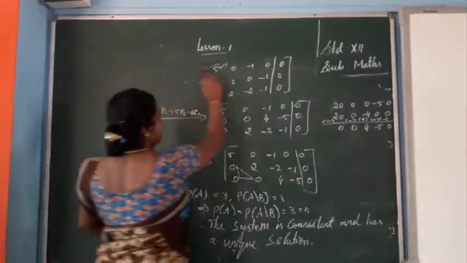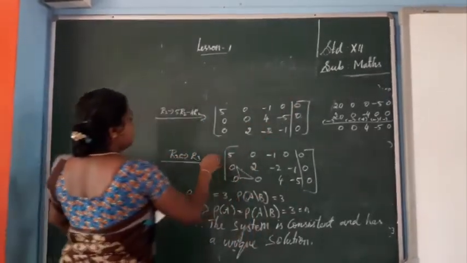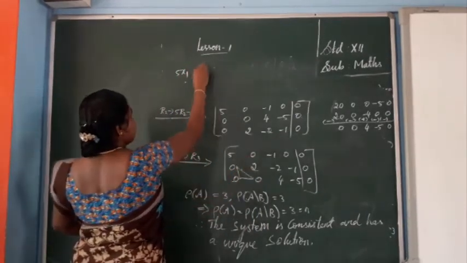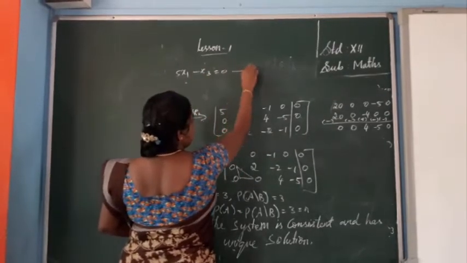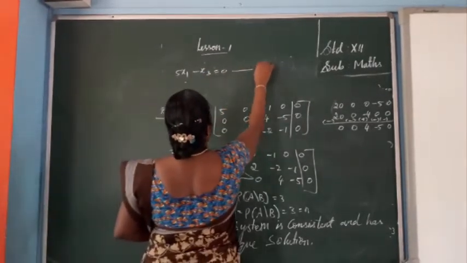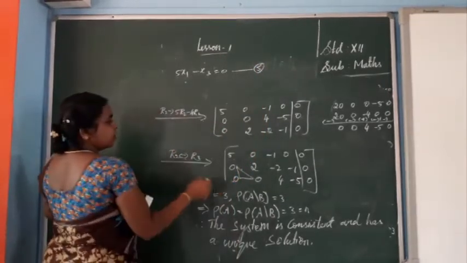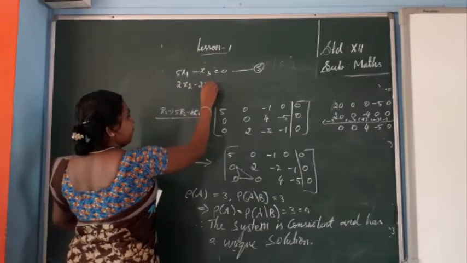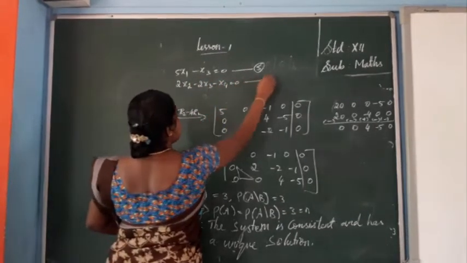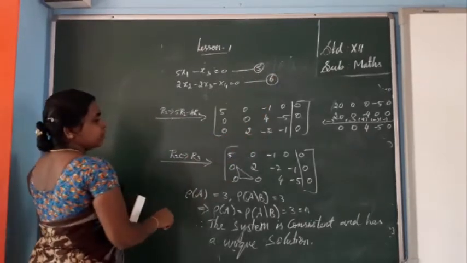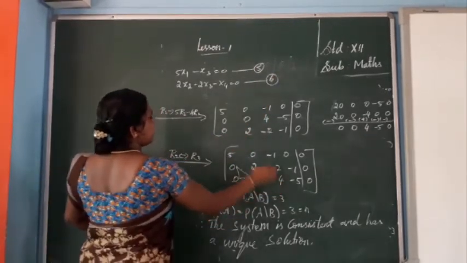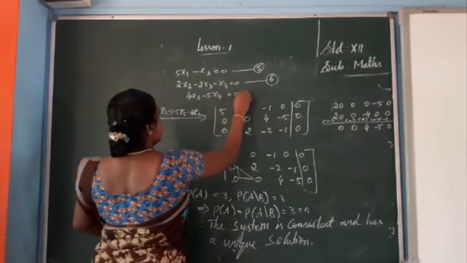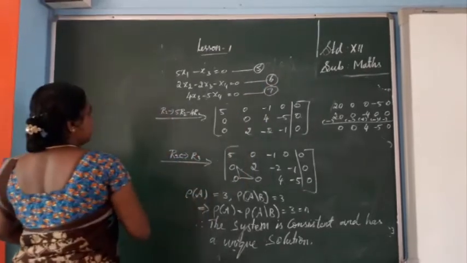Okay. Now you form the equations. The equations are, first one, 5x1, x2 is not there, then x3, so minus x3 equal to 0. This is equation 5. Already 4 equations you have written. Here 2x2 minus 2x3 minus x4 equal to 0. This is equation 6. Okay, next one: x1, x2, x3. So 4x3 minus 5x4 equal to 0. This is equation 7.